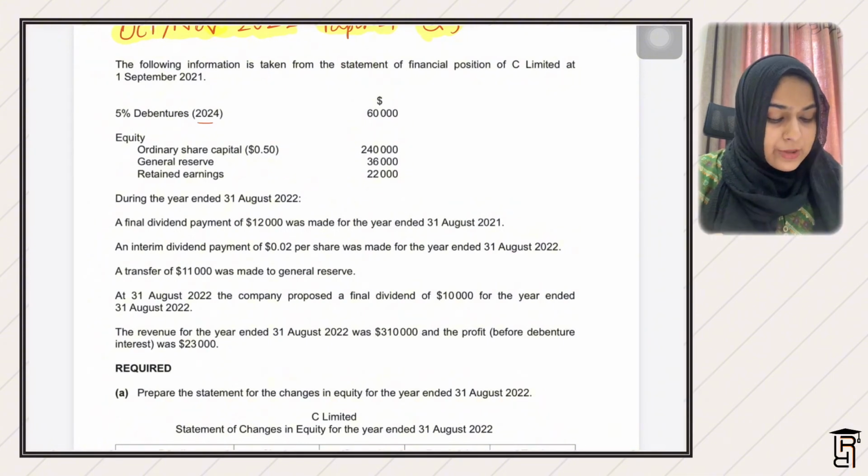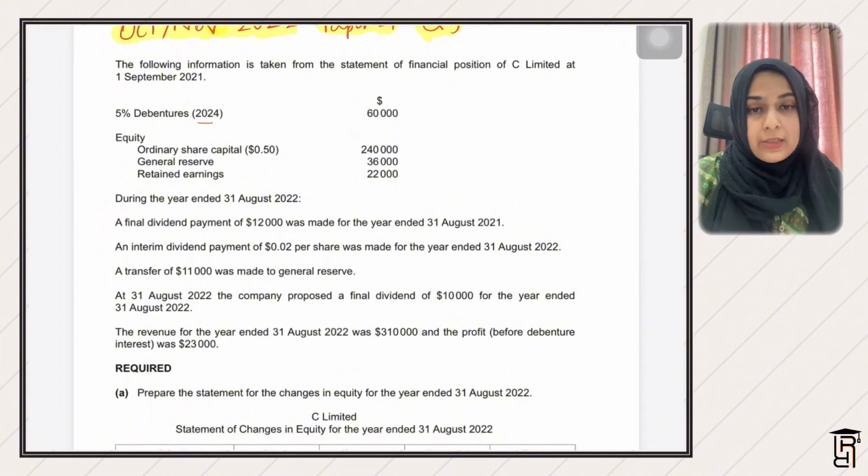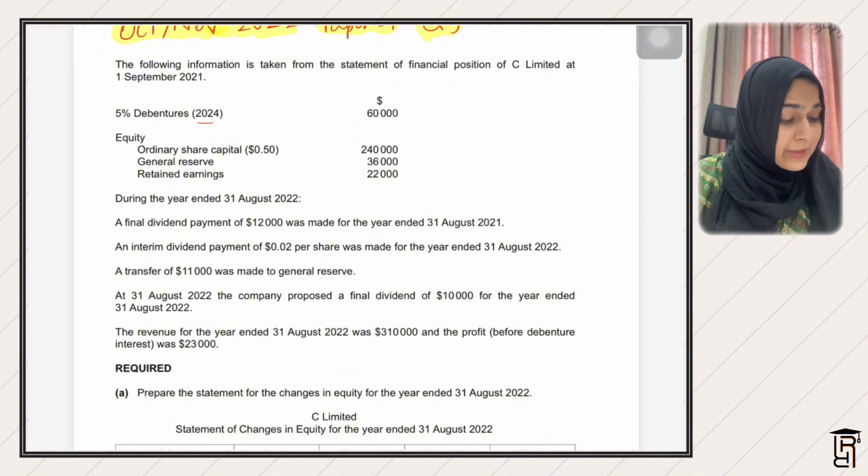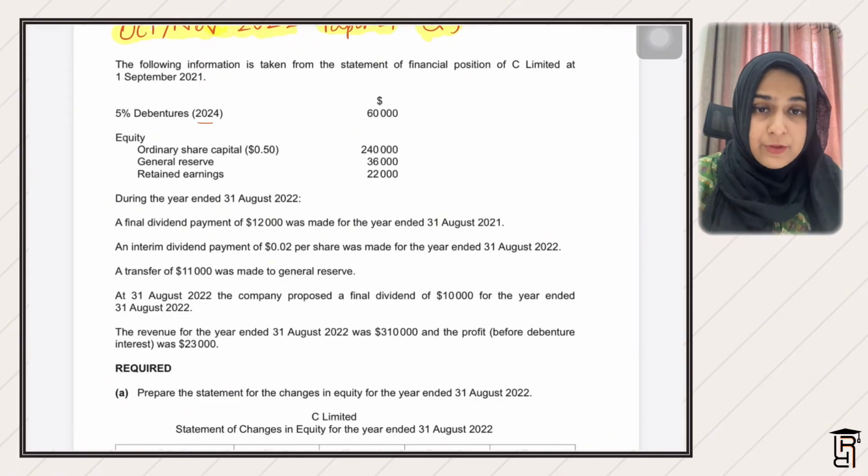Then they're saying the revenue for the year ended 31st August was 310,000. That's the total revenue. Then they're saying the profit before debenture interest was 23,000. Debenture interest here will be 5% of 60,000, which will be 3,000. So 23,000 is my profit from operations. From this, I need to subtract the interest expense, which obviously the company needs to subtract from profits. Then we are left with a profit for the year of 20,000. This is going to be written in the statement of changes in equity. So profit for the year goes to the statement of changes in equity.